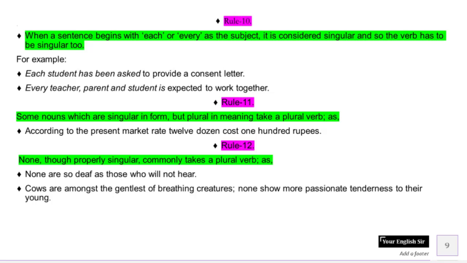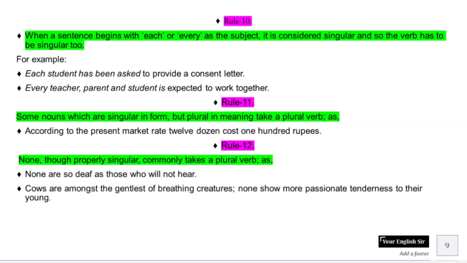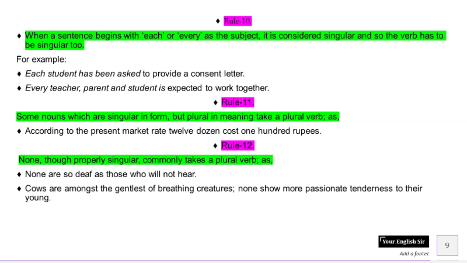Some such nouns. Athletics. Billiards. Civics, mathematics, politics, economics. Crossroads. Eyeglasses. Gymnastics. Measles, mumps. News. Pants. Scissors. Series. Shorts. Tongs. Trousers. This is not the complete list but contains some popular nouns.